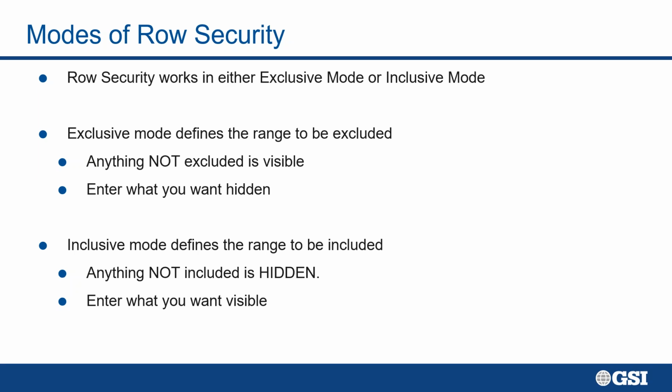On the converse, inclusive mode defines the range to be included. Anything not included is hidden. So you need the yes values. Taking the same scenario, you've got companies 1, 2, 5, 6, and 10. You want the user to be able to see 1, 2, and 5, not 6 and 10. So you need the yes records for companies 1, 2, and 5. You would not need the no records for company 10. Those are your main differences between those two modes and how they're controlled in the system.